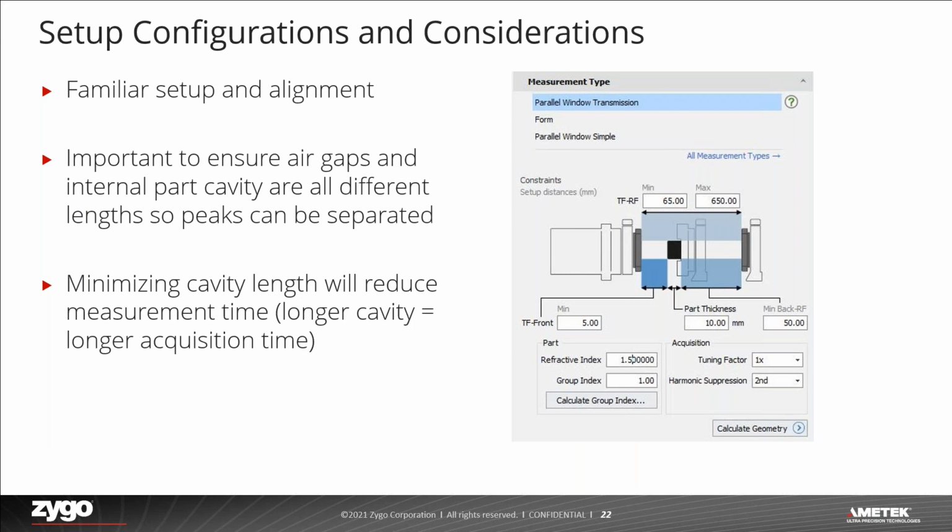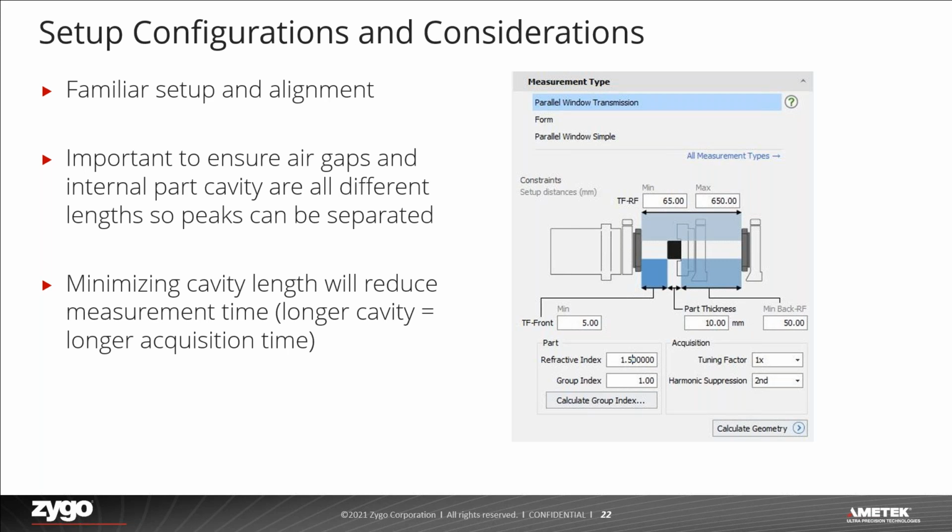Setup configuration considerations certainly are important for multiple surface measurements on the MST. It is a familiar setup and alignment. You use the instrument exactly as you would a mechanical phase shifting tool, but you do have to make sure that the air gaps between the TF and the front of the part, the back of the part, and the return flat, and of course, the actual thickness of the part itself are all different lengths, so the peaks can be separated.